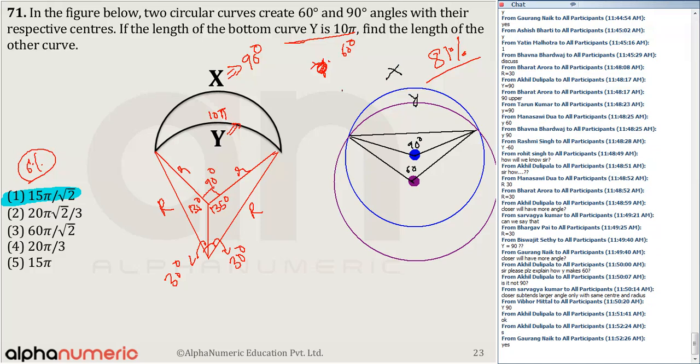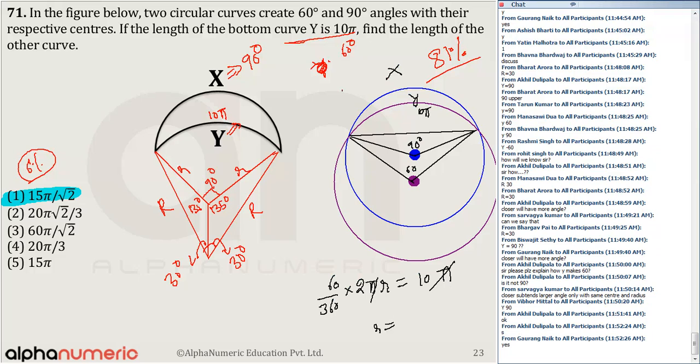ठीक है, if the length of the bottom curve y is 10 pi, okay, then length of the bottom curve y is equal to 10 pi. ठीक है, तो ये 60 degree बना रहा है ना, तो length of arc is always theta by 360, so 60 by 360 into 2 pi r. 2 pi r is equal to 10 pi. Pi and pi will get cancelled और इससे मेरी r की value आ जाएगी.